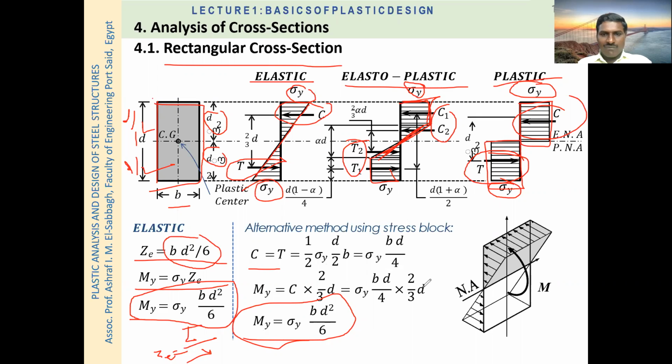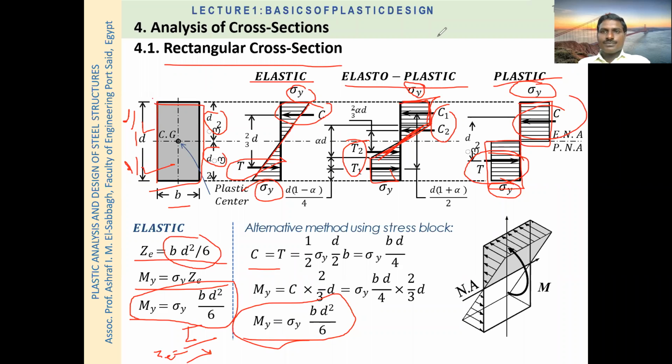Whatever I told here, I by Y. So here BD by 6. So again BD by 4 into 2/3. So we will get this BD square by 6. Ze is equal to BD square by 6, and we will get this My value.